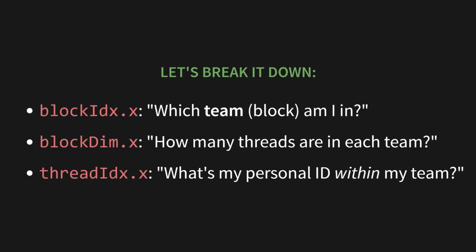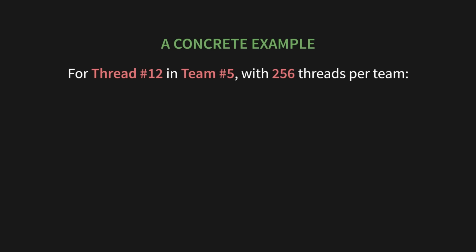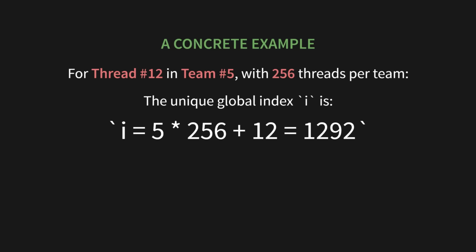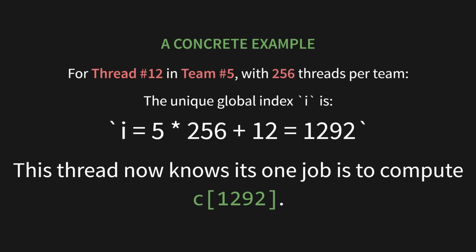And threadIdx.x is the thread's personal ID within its team. Let's use a concrete example to make this crystal clear. Imagine you are thread number 12 and you're in team number 5. And let's say there are 256 threads per team. The unique global index i is calculated like this: i equals 5 times 256 plus 12, which equals 1,292. And just like that, this thread knows its one and only job is to compute C of 1,292.